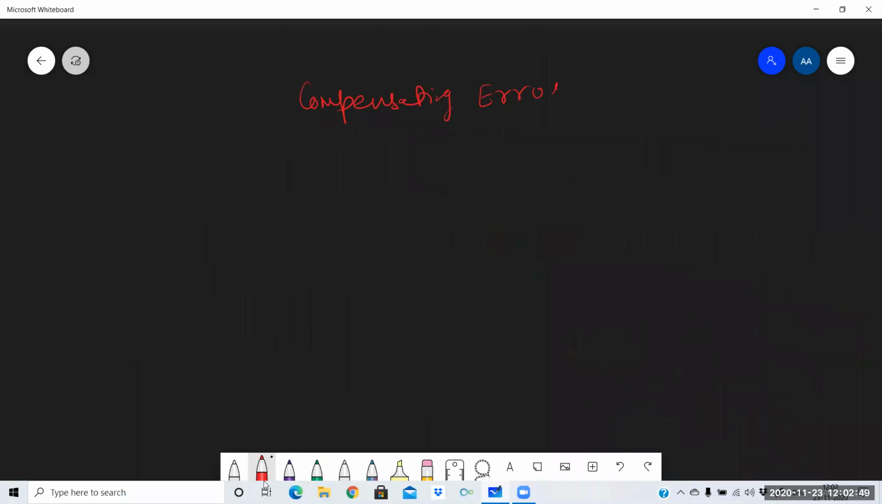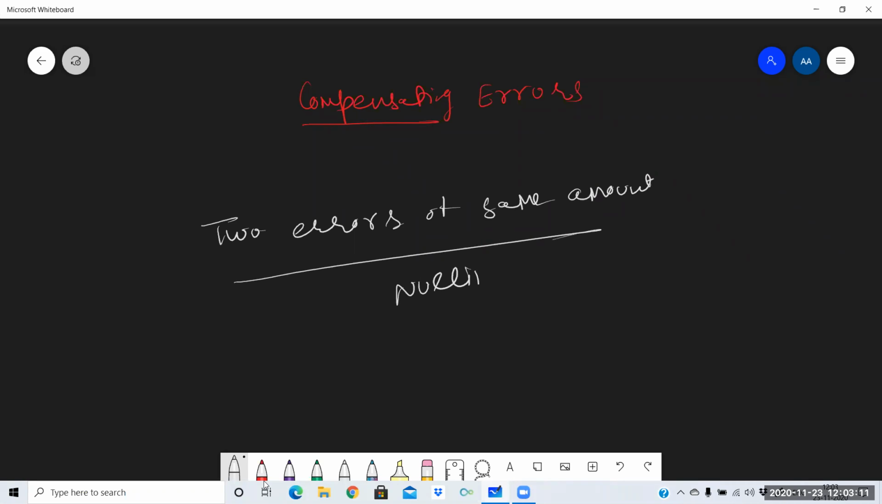Fourth error is compensating errors. What does the name reflect? Compensating errors means the errors which compensate each other. It means at a time two errors of the same amount are there, and one error has nullified the effect of the other error. So compensating errors are those errors in which the effect of one error is nullified by the effect of another error.